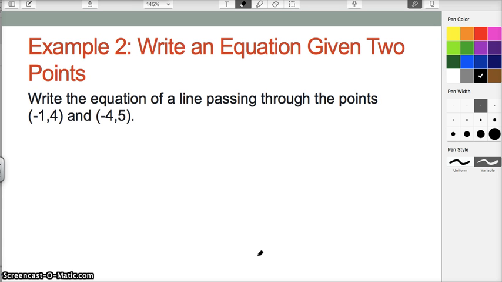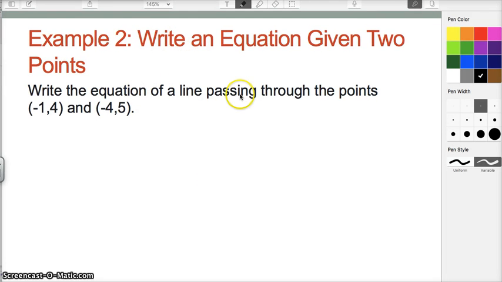Here in example 2, we are going to write an equation given 2 points. So now this is different information. Last time we had a point and a slope, now we only have 2 points. Let's see how we can work this out. In order to do this, let's think back to the last problem we did. It would be so awesome if we had a slope. But we do. When you're given 2 points, you can easily find the slope.